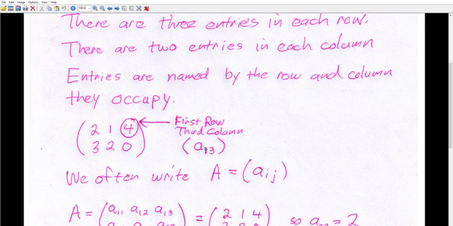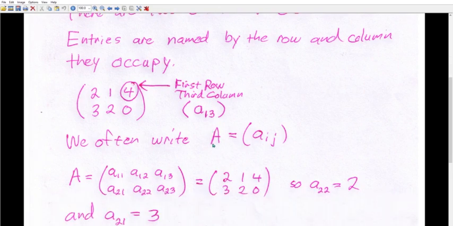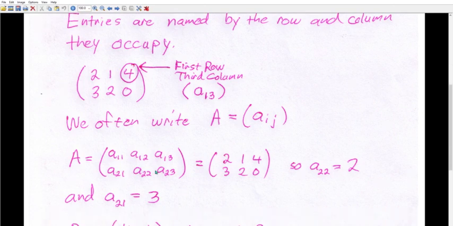So we call it A13, where this subscript tells you what row it's in, and this subscript tells you what column it's in. So we will often write capital A is parens little aij, where these are the entries in the matrix. Okay, so this entry is the 1, 1 entry. This is the 1, 2 entry. This is the 2, 1 entry, second row, first column. And you can see here that a 2, 2 is 2, and a 2, 1, second row, first column, is 3.